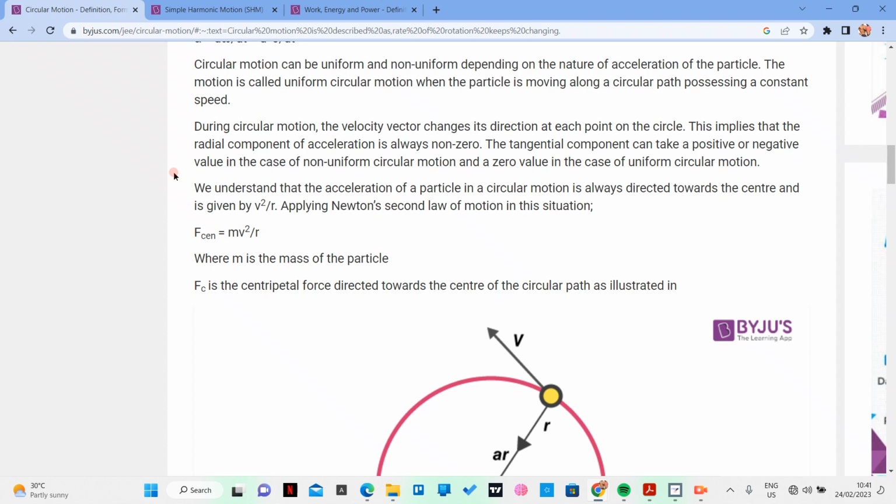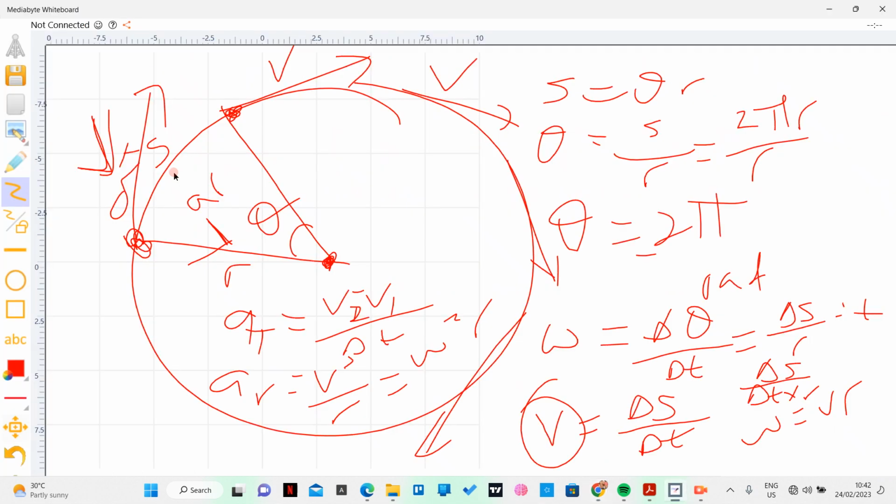Now this implies that the radial component of the acceleration is always non-zero. Yes, that's very true, because in order for the object to keep changing its velocity every single time, there has to be something that is preventing it from just following its own path. Because normally the body just wants to be going in this tangential direction. But then this acceleration is just pulling it back.